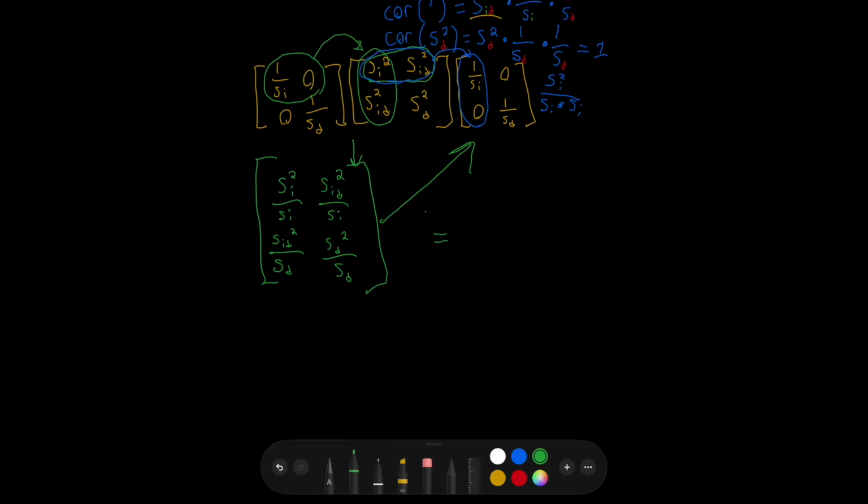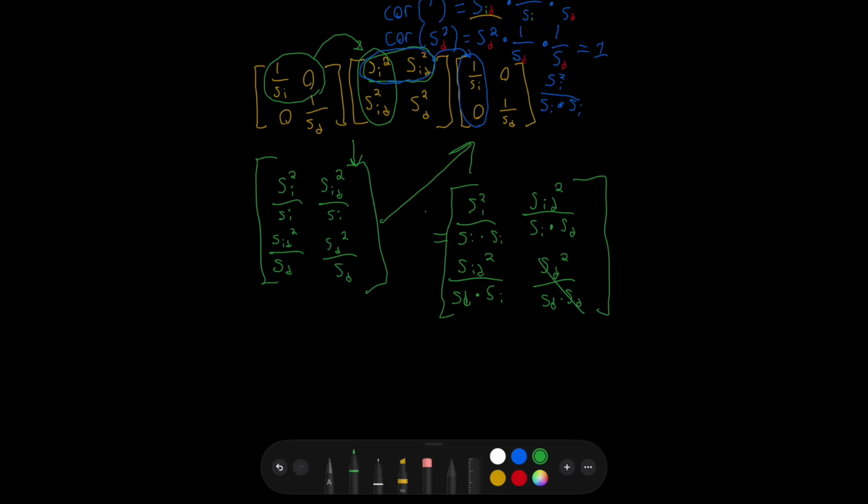That's going to give us, well, a 1, but S sub I squared over S sub I times S sub I, and then S sub I D squared over S sub I times S sub D, and then S sub I D squared over S sub D times S sub I, and then S sub D squared over S sub D times S sub D. And so you'll see that these elements along the diagonal are just going to cancel out and become 1. So that's why the main diagonal in the correlation matrix is just 1.